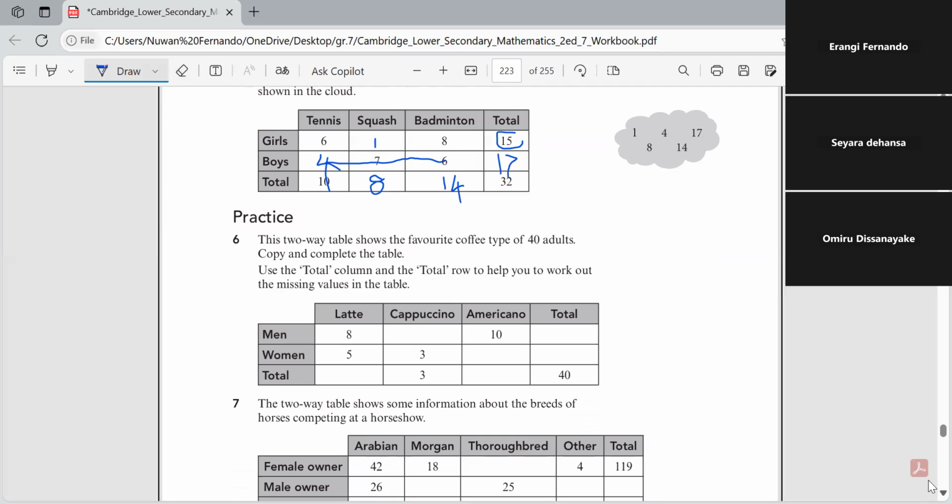Okay. This two-way table shows the favorite coffee types of 40 adults. Copy and complete the table. Use the total column and the total row to help you work out the missing values in the table. This of course is easy, right? How can we start this? Cappuccino. Okay. You can take this number. What's the number here? 0.